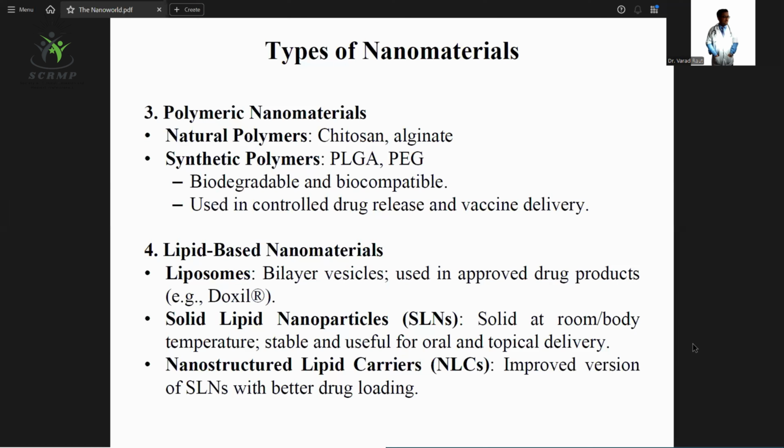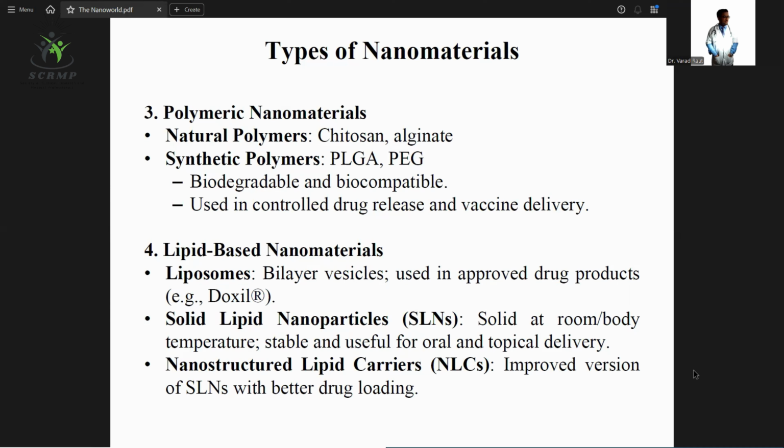Okay, so this is about polymeric nanomaterials. Next is lipid-based nanomaterials. The first example is liposomes. So liposome, what is liposome? We all know, we have studied it in our coursework. Liposomes are bilayer vesicles and are used in approved drug products, like we have seen the example of Doxil.